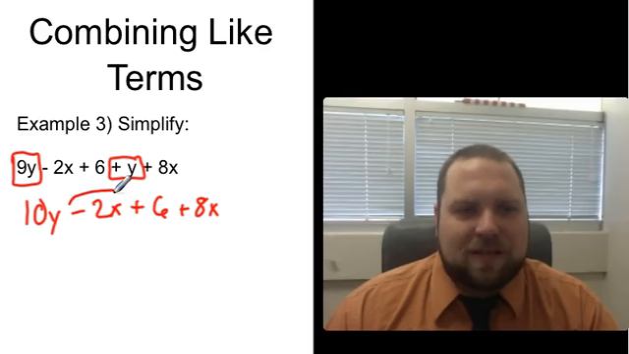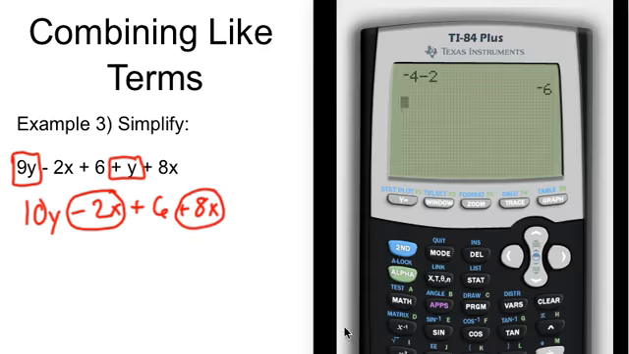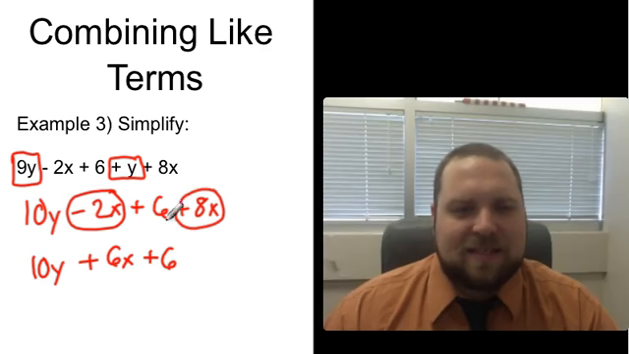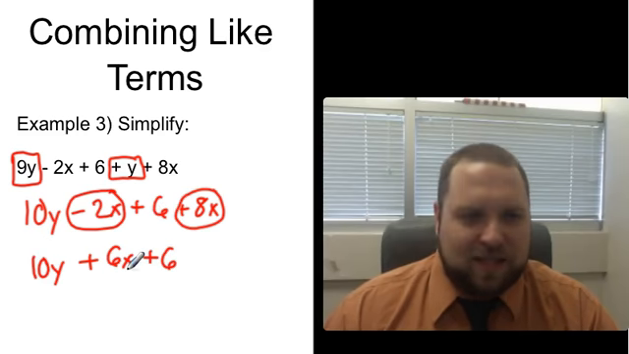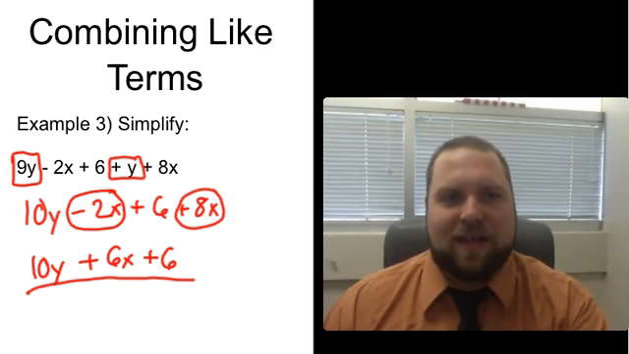Next, I want to look at the linear terms for x. I have a negative 2x and a plus 8x. And again, my recommendation to you, when dealing with these positive and negatives, no matter how much you trust yourself, it never hurts to put that in. Negative 2 plus 8 would be positive 6. So we say 10y plus 6x plus 6. There's no other constant term I can combine this with. And so we know now that this is simplified.